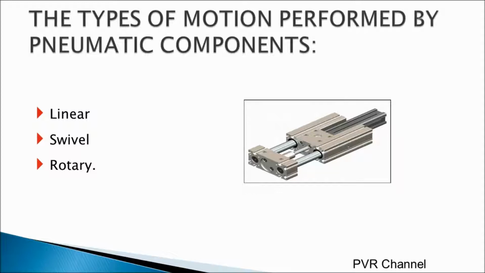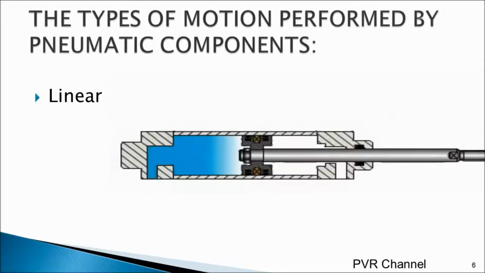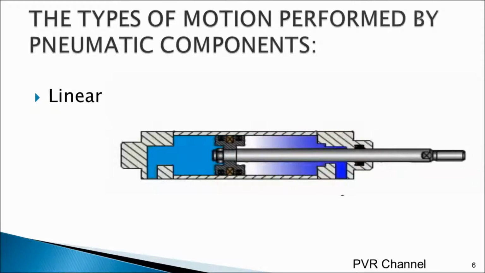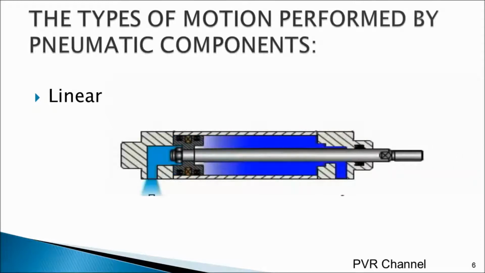There are generally three types of motions performed by the pneumatic components. They are linear, swirl and rotary. This is an example of a linear motion, that is a to and fro motion of the cylinder. When the air supply is given to one of the ports, that is on the piston side, the cylinder starts to go forward, and when the cylinder is depressurized and the air supply is given on the rod side, the cylinder starts to retract. This is one type of motion, that is linear.